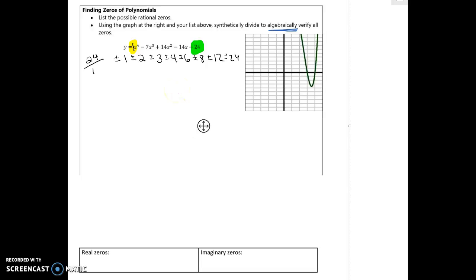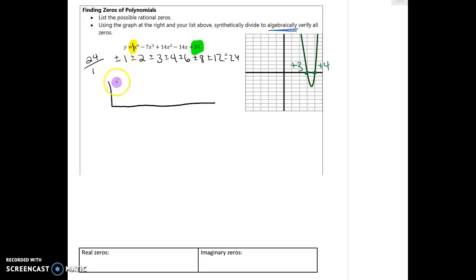Now I have a graph here. It looks like that is a positive 3, and that is a positive 4. Both are on my list. So what we can do is synthetically divide to verify that those are actually zeros.